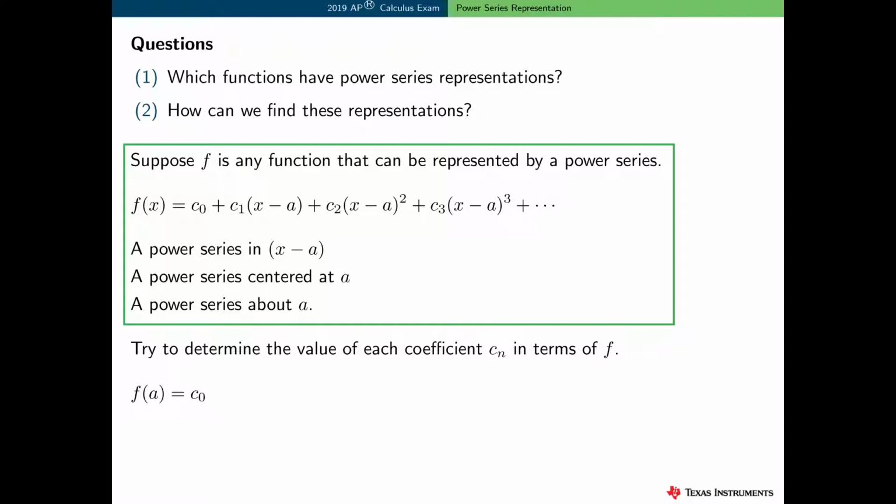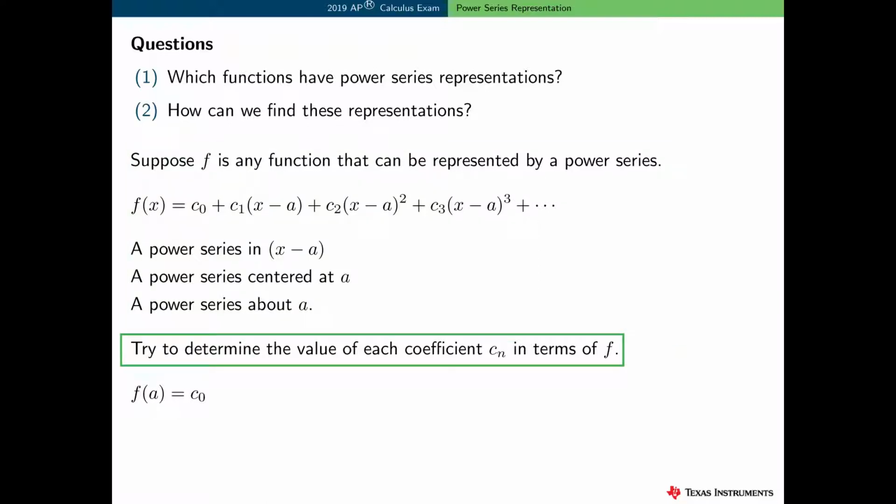Now, this seems a little weird, but let's suppose that f is any function that can be represented by a power series. And let's see if we can figure out what it would look like in terms of the original function f. I didn't write this down, but let's assume there is a radius of convergence r. And just as a reminder, this is called a power series in x minus a, or a power series centered at a, or a power series about a.